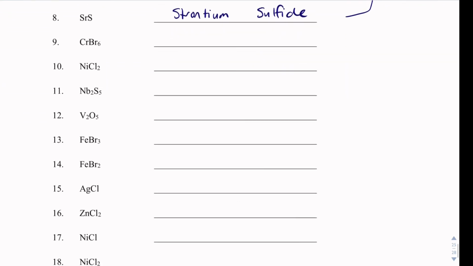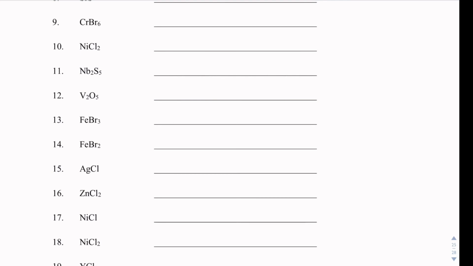Now, on number 9, we get chromium, element number 24. And when you look at chromium on the periodic table, it could have 6, 3, or 2. So we've got to figure out what version of this. So what I want to do is reverse crisscross, okay?